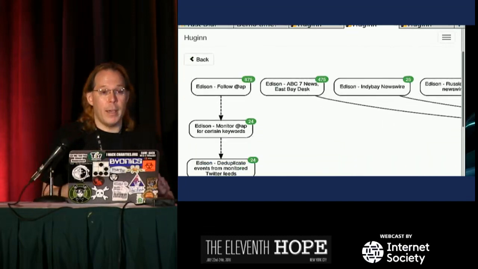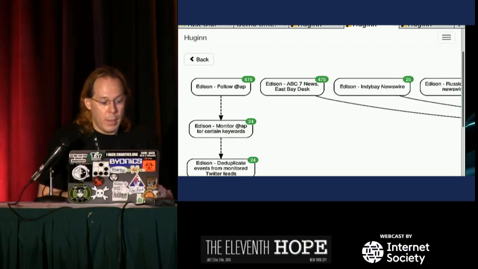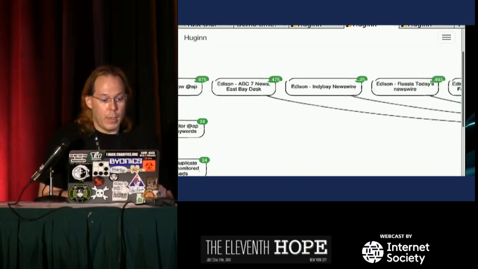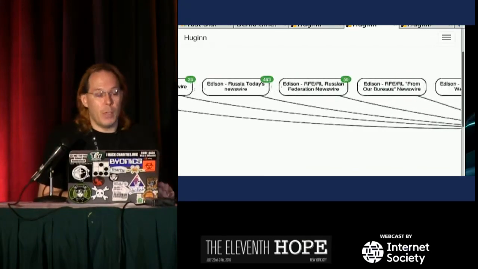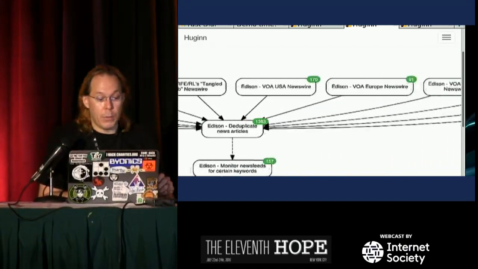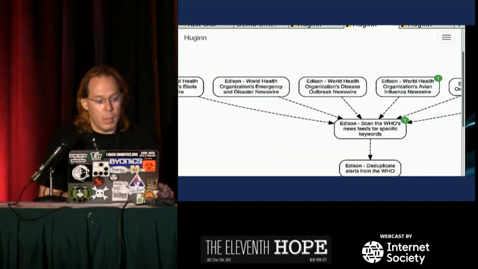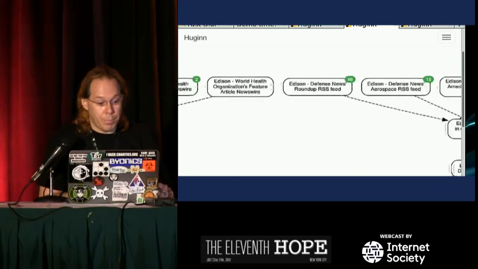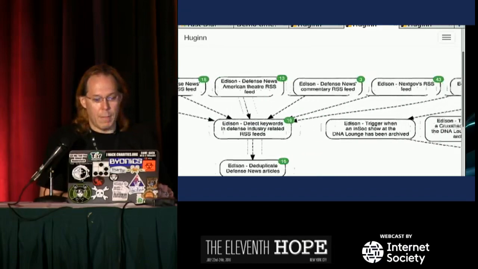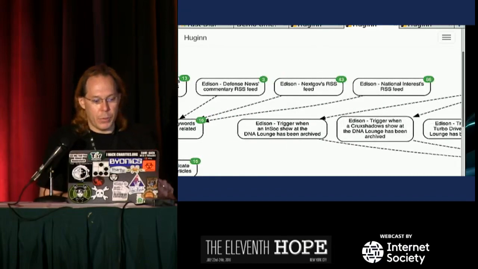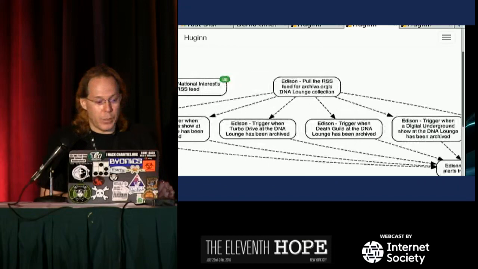Edison is my news bot, I guess I should say news agent network. Edison follows the Associated Press Twitter feed and a very large number of news sources from the United States, where I live, and outside of the United States: Voice of America, Voice of Europe, Asahi Shimbun, the World Health Organization, and a bunch of defense-related journals like NextGov, Defense News, and National Interest.